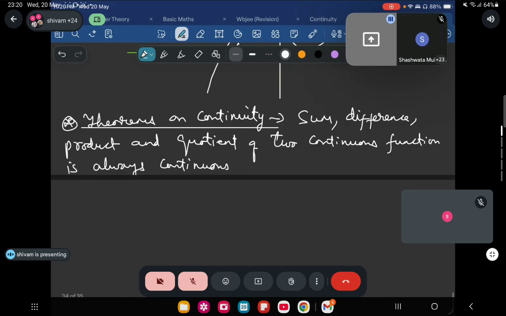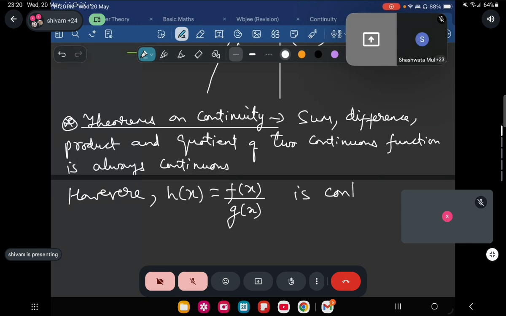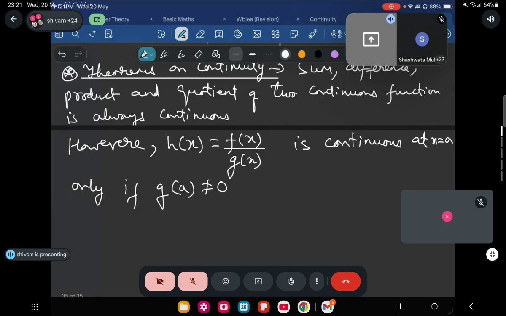Okay. Next. However, h of x is equal to f of x by g of x. h of x equal to f of x by g of x is continuous at x equal to a only if g of a is not equal to 0. That means the denominator should not be equal to 0. Then only we can say that h of x is continuous.